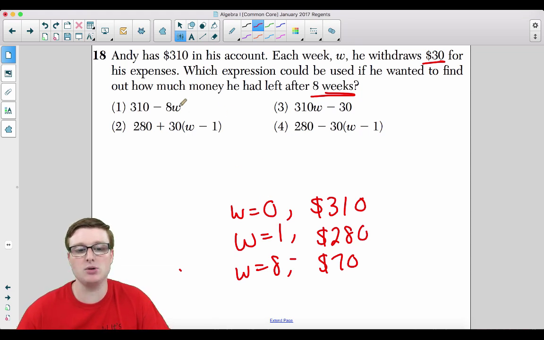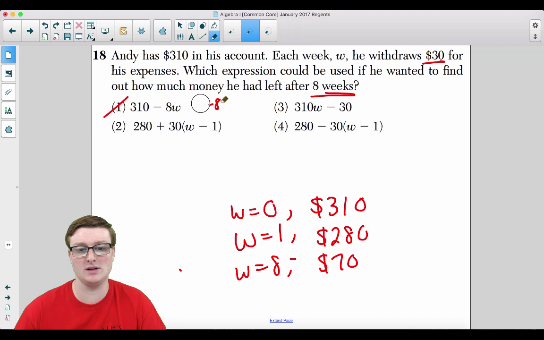Well, if you take 0 and you plug this in, you get 310 minus 8 times 0. Anything times 0 is 0, so you get 310. So that works so far. Let's try 1, though. If you take 1 and plug it in, 310 minus 8 times 1 is equal to 310 minus 8. 8 times 1 is just 8. 310 minus 8, that's $302. No, after 1 week, he should have $280. That makes no sense. So choice 1's out.